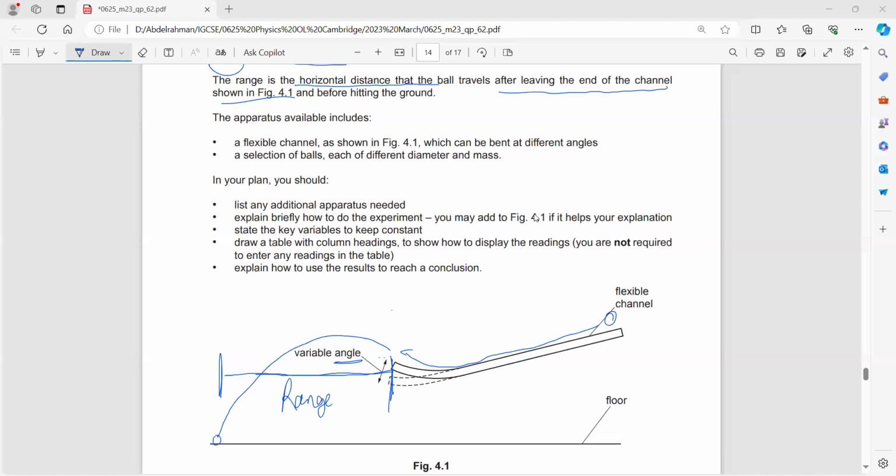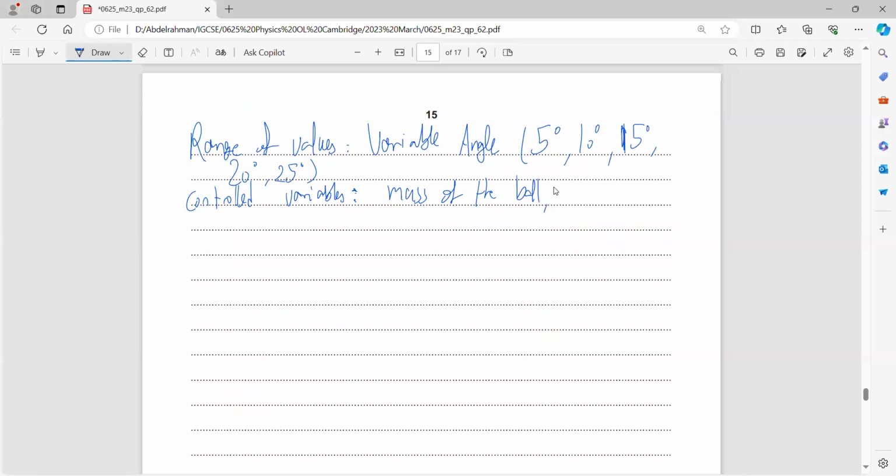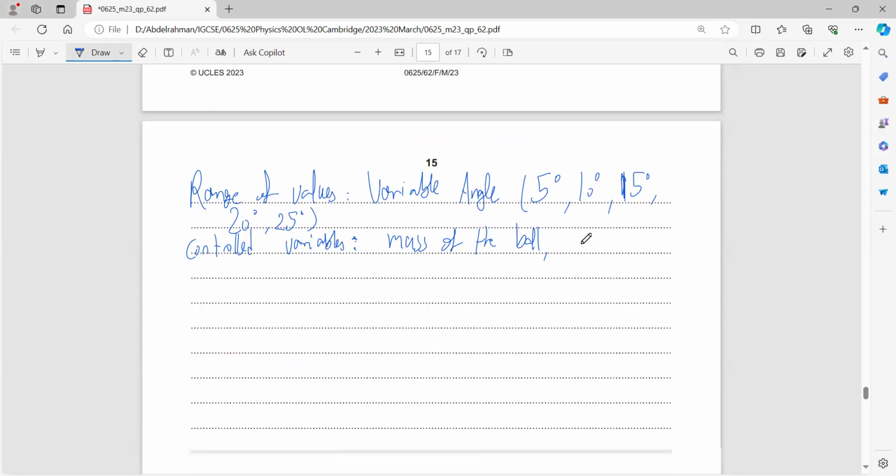Controlled variables. What are they? Temperature? No, we don't have any temperature in this question. You cannot say temperature for this question. Now you can say the mass of the ball, the height of the channel above the floor.